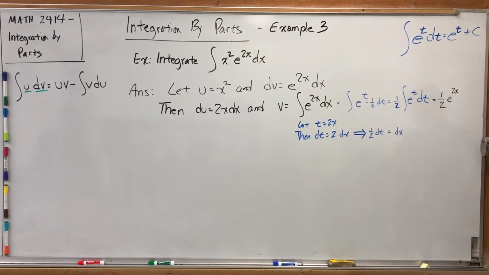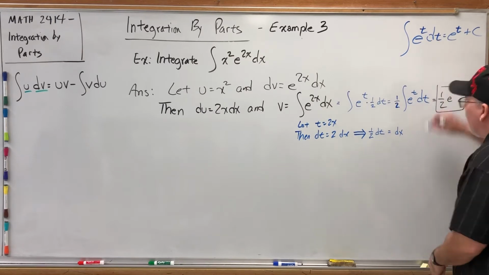And we're going to hold off on writing plus a constant because we're building the expression on the right side of integration by parts, and we'll pick up the plus c at the end. So v is equal to this. I'm going to put a box around it because it's kind of hiding over here.